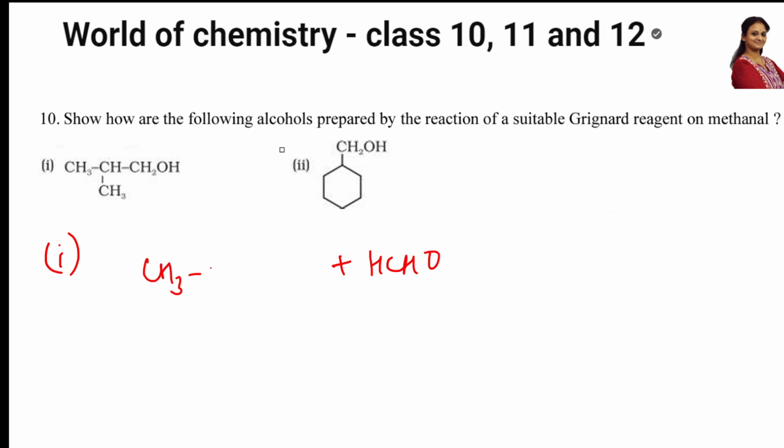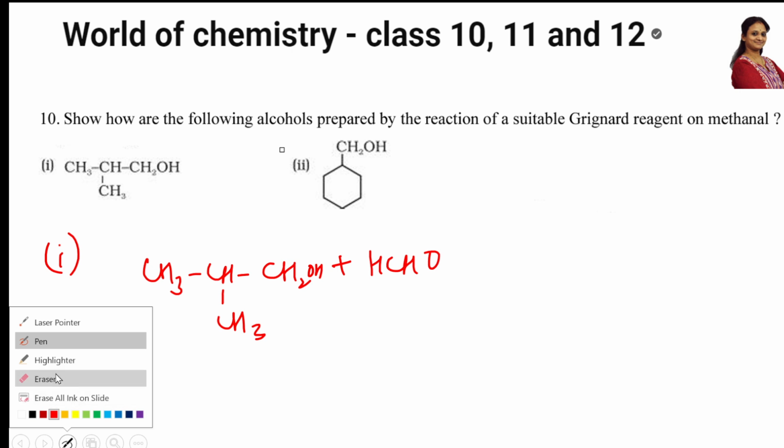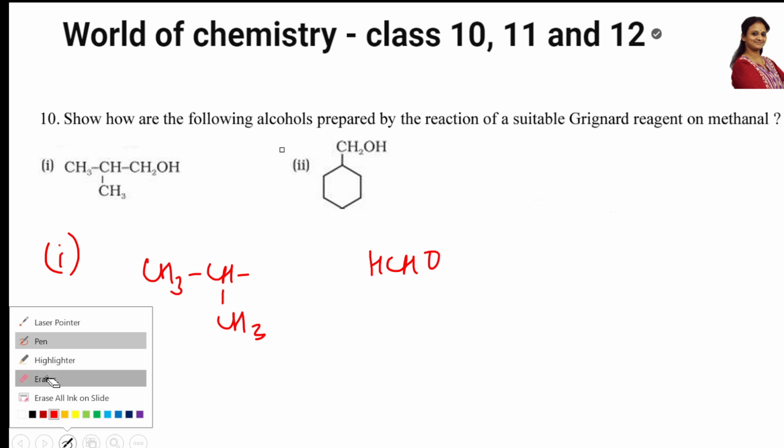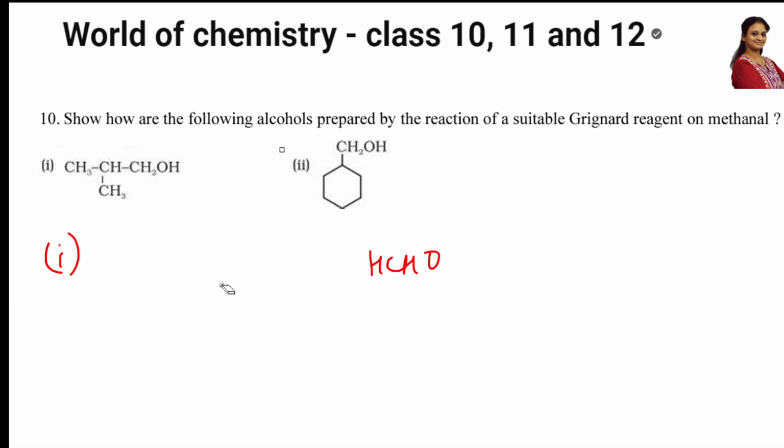Then they said, how are the following alcohols prepared by the reaction of a suitable Grignard's reagent on methanol? Already this is a Grignard's reagent itself, so I should not take alcohol. I have to take a Grignard's reagent. So what is a Grignard's reagent? Let me erase this. I'll make you understand, students. Following alcohols.